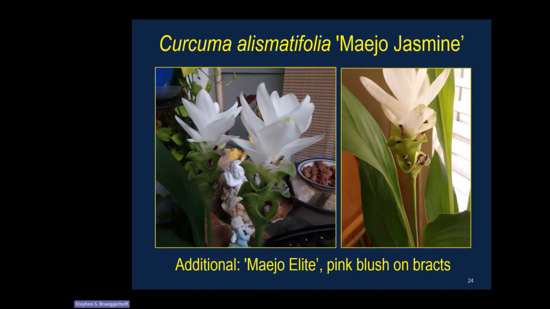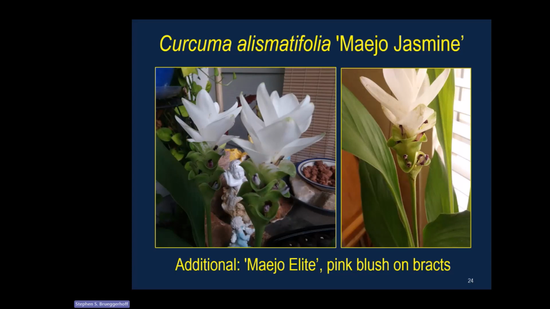And again, I bought these at the Mercer Botanic Garden Symposium that I was at. This is a variety, a hybrid of Alismatifolia, called Maijo Jasmine. Produces these gorgeous, pure white bracts. I just really love this plant. And this one I did keep alive, which I'm really proud of.